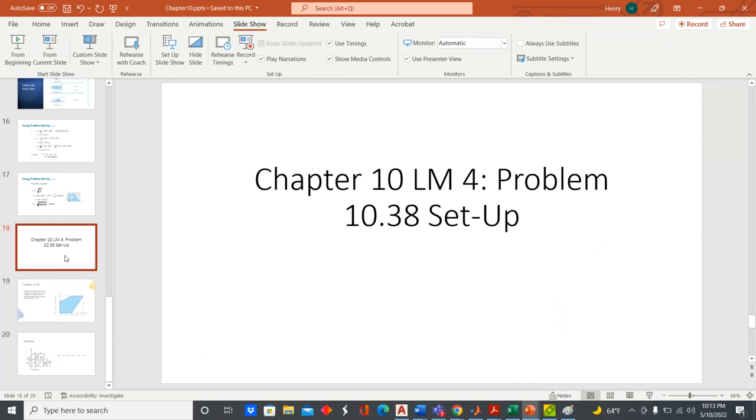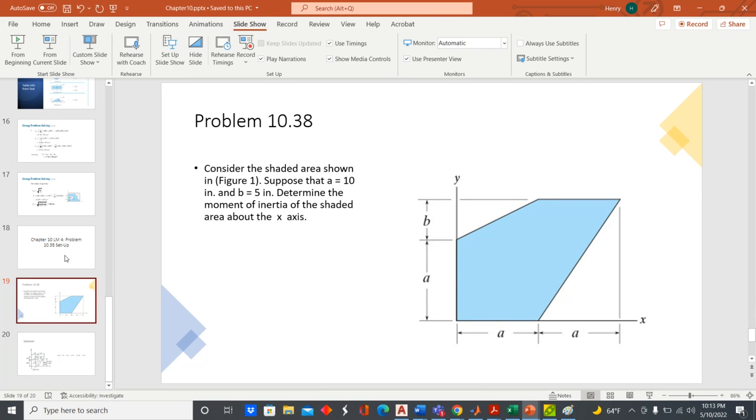So for our final learning module of the course, we'll look at how to set up problem 1038 from the final exam. And what we're trying to do is compute the moment of inertia of this blue shaded area about the x-axis. Yours will probably have random values, but it's going to be for specific values of A and B. Here for the version I saw, it was 10 inches in A and 5 inches in B.